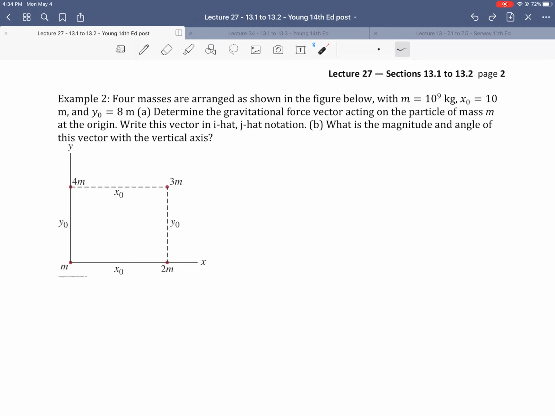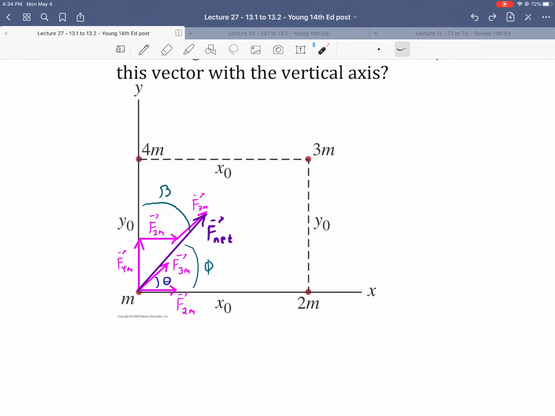Each of these particles is going to exert a gravitational attractive force on particle m, the one in the lower left-hand corner. This is what it's going to look like. I'm going to zoom in on this a bit. If we look at this figure, this would be the gravitational pull on m from 2m. This would be the gravitational pull on m from 3m. And this would be the gravitational pull on m by 4m.